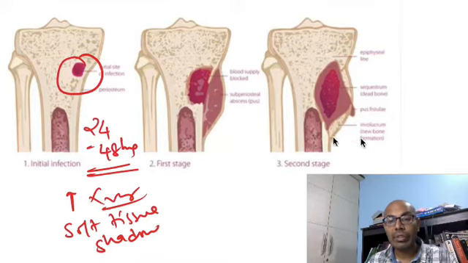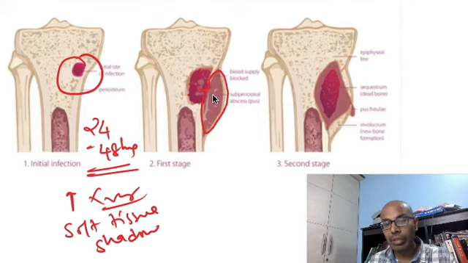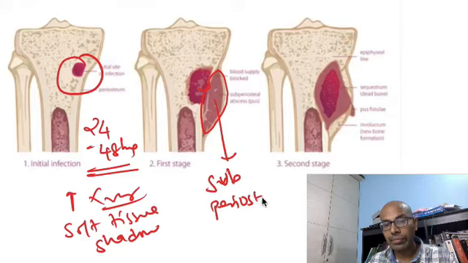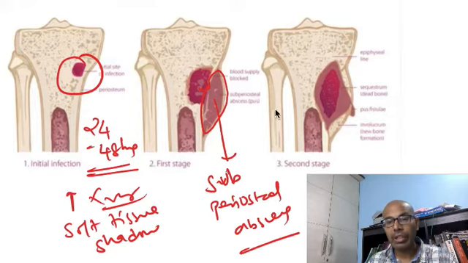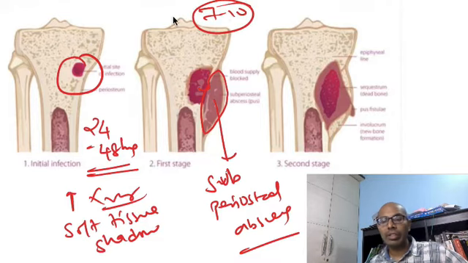Then the abscess penetrates and lifts up the periosteum, and it forms a proper subperiosteal abscess. This is called a subperiosteal abscess. Okay, and you can see it on the X-ray with the periosteal elevation in about 7 to 10 days time, right?